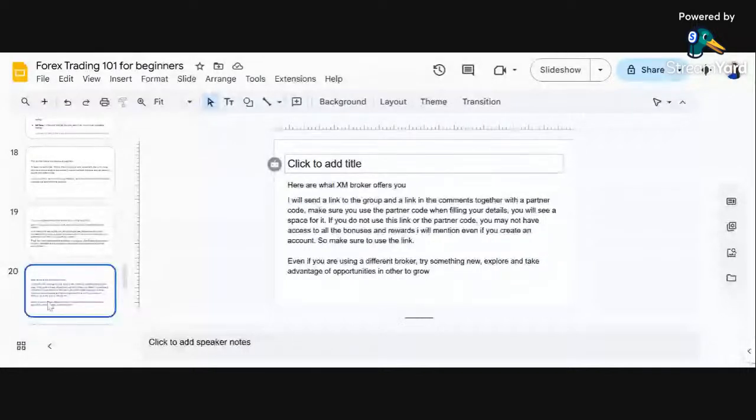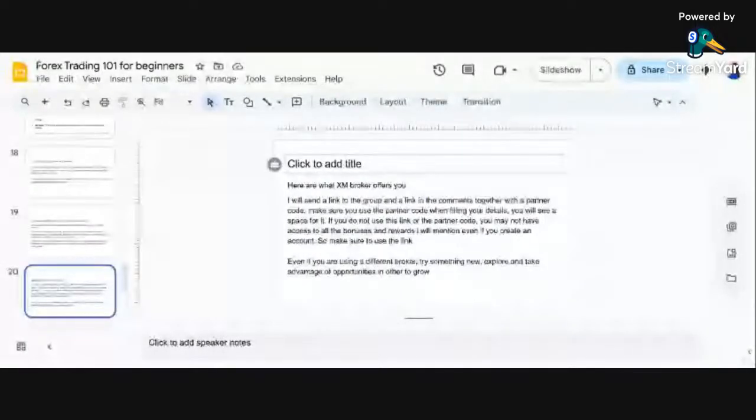So create your account with that broker, fund the broker, verify your account and start trading. Do not be tied down to one broker. Explore, try new things, take opportunity, take advantage of opportunity.